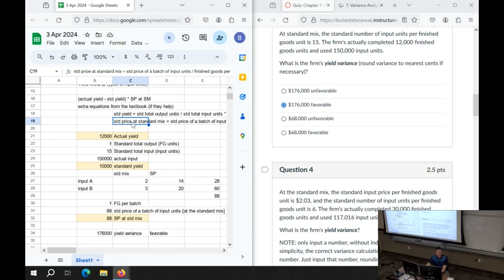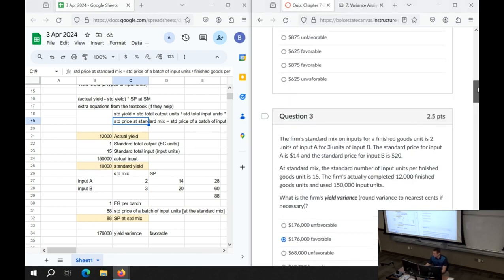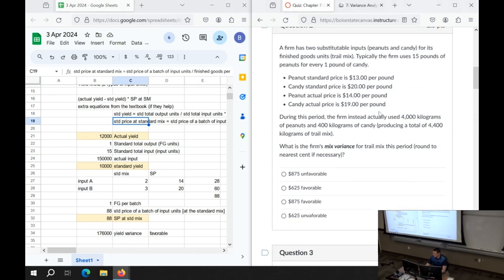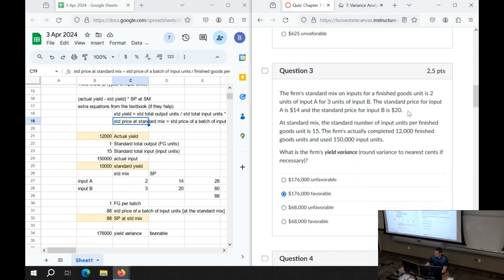I don't recall having that. I give you mixed variance questions that almost take that flavor of, oh, here's our actual mix, 4,000 to 400, producing this amount of actual finished goods units. But I'm not asking you from this to get an SP at standard mix. When I ask you for the SP at standard mix, I'm almost always asking for a single finished goods unit: this number of A, this number of B, at this price of A and this price of B.